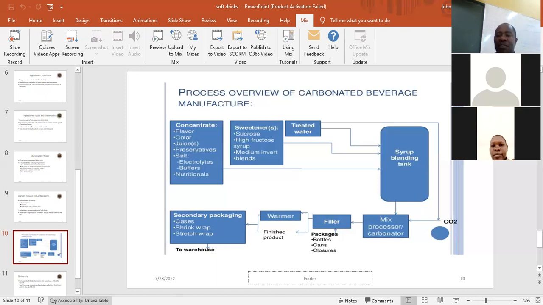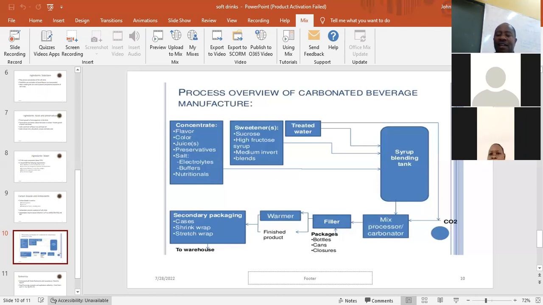and then later they are taken to a carbonator. In the carbonator, this is where you add the carbon dioxide to the drink. And this is done at low temperatures. The purpose of lowering the temperature is to ensure that enough carbon dioxide is dissolved in the drink, so you do not lose that carbon dioxide.